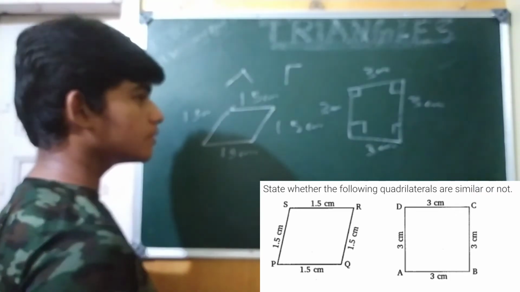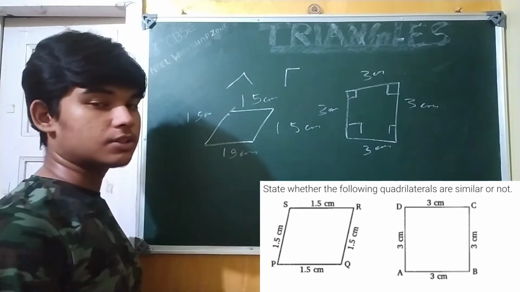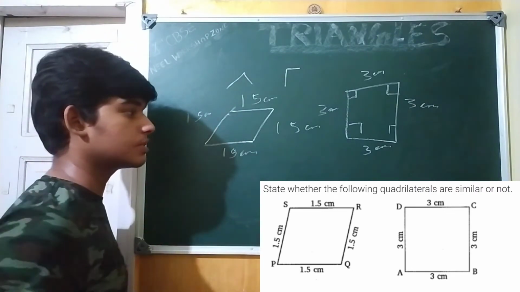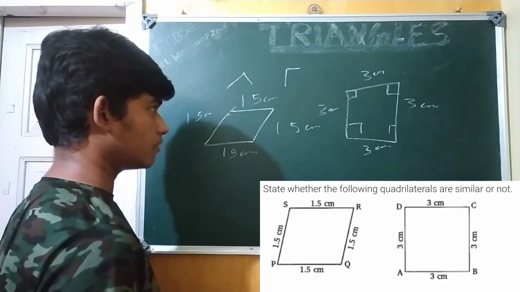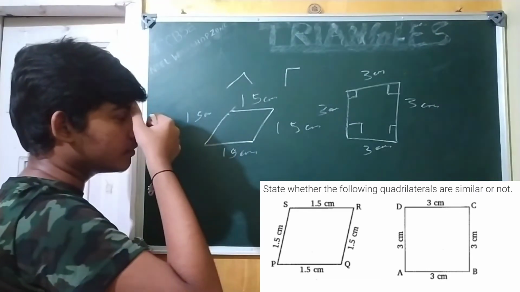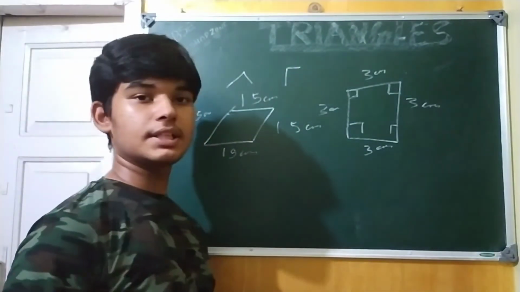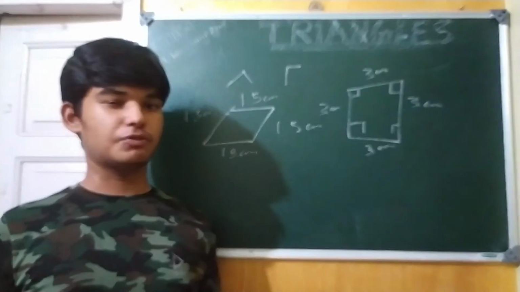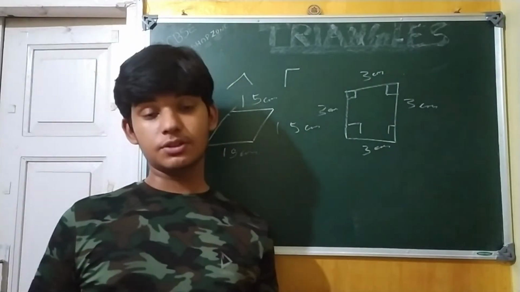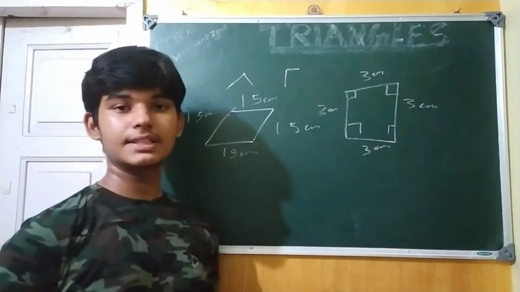So for two figures to be similar, again I said the corresponding angles need to be equal and the corresponding sides need to be in the same ratio or proportion. Here the sides are in the same ratio or proportion, but the angles are not. So that is why both of these figures are not similar. So those are some of the sums and some of the fill in the blanks. This is a short video, but it is really important.